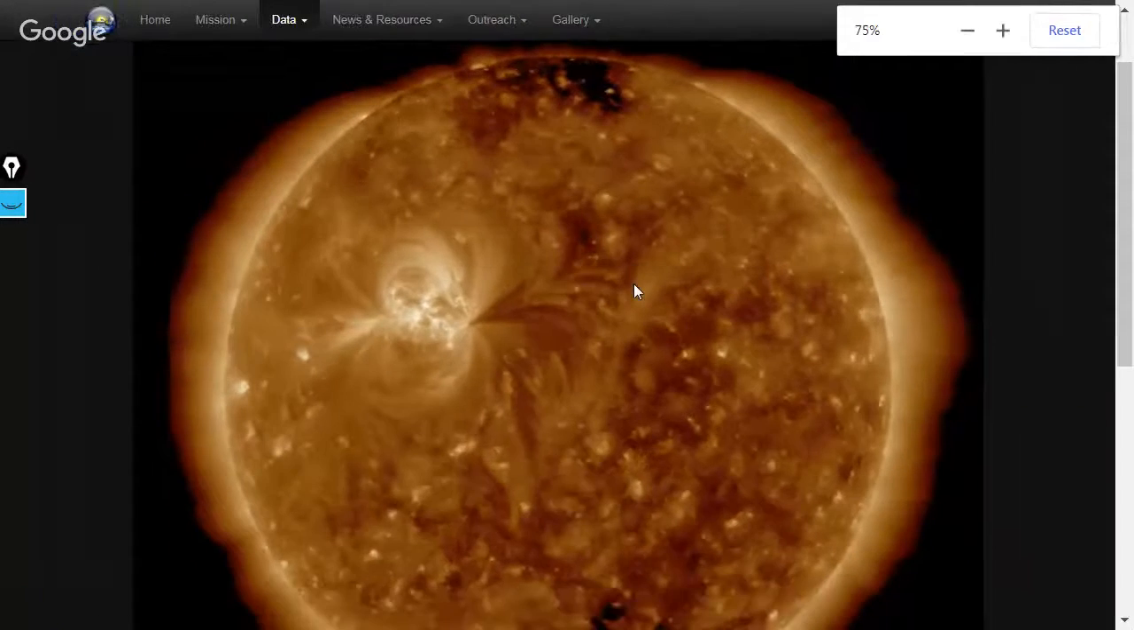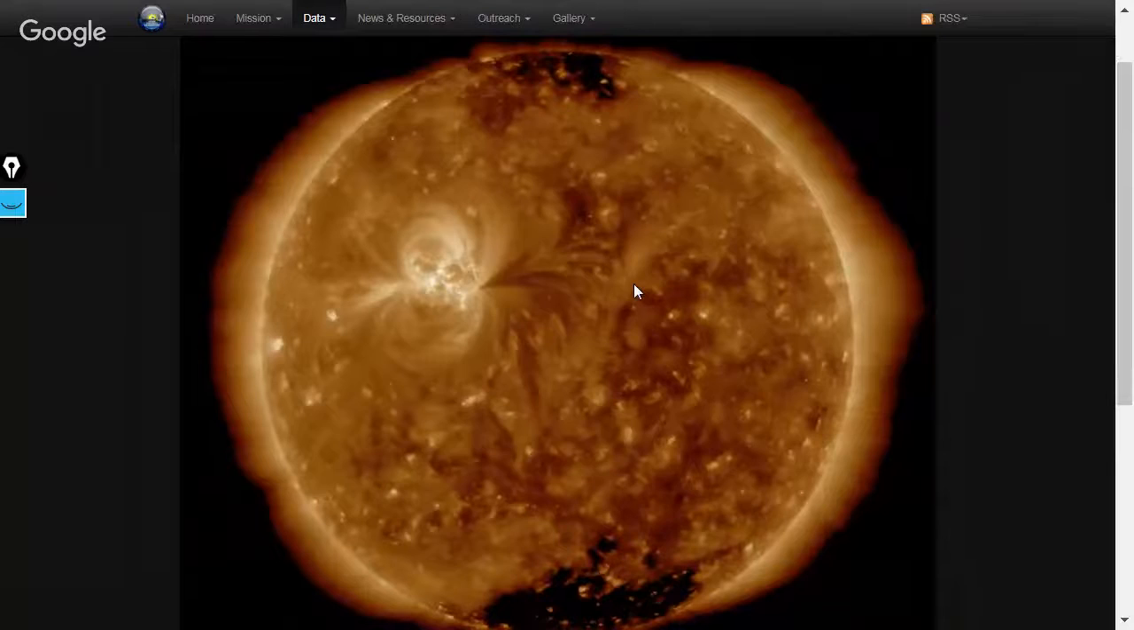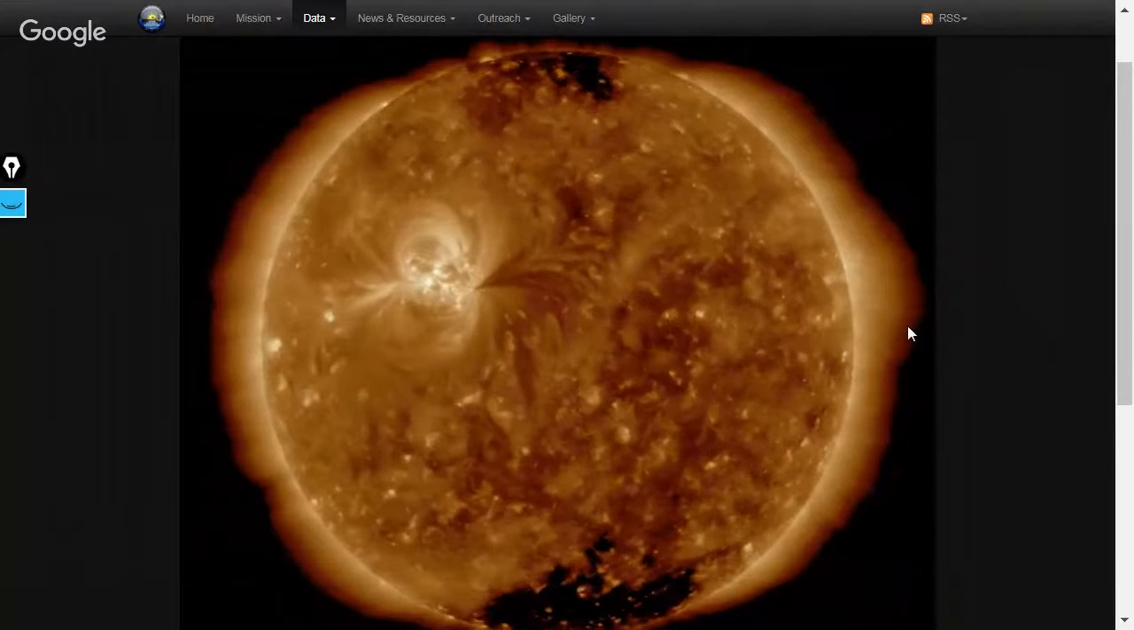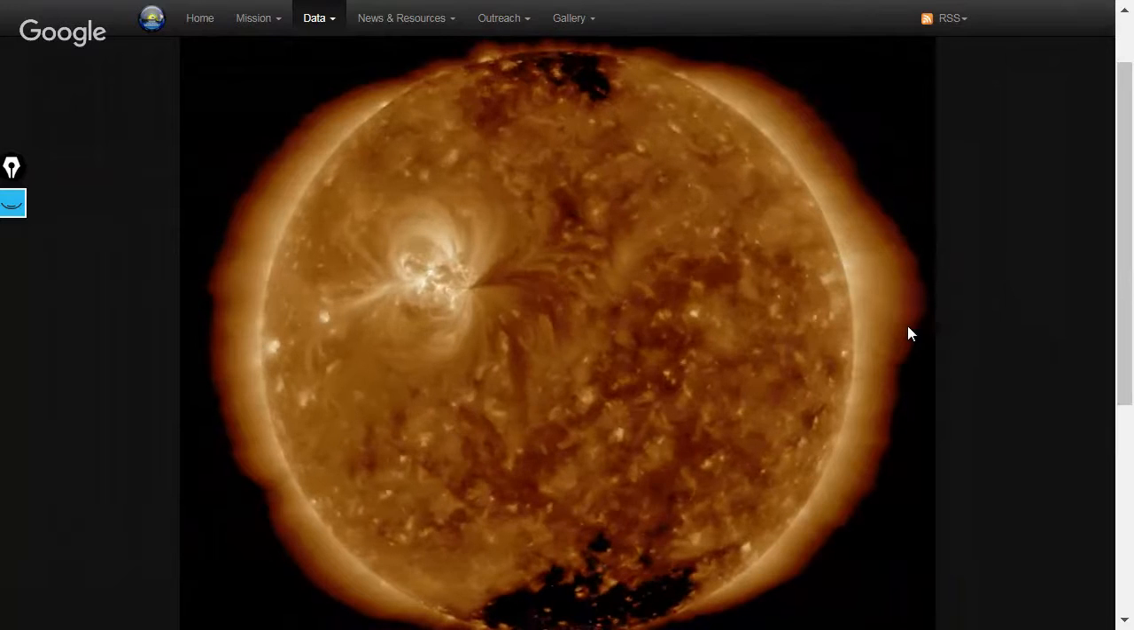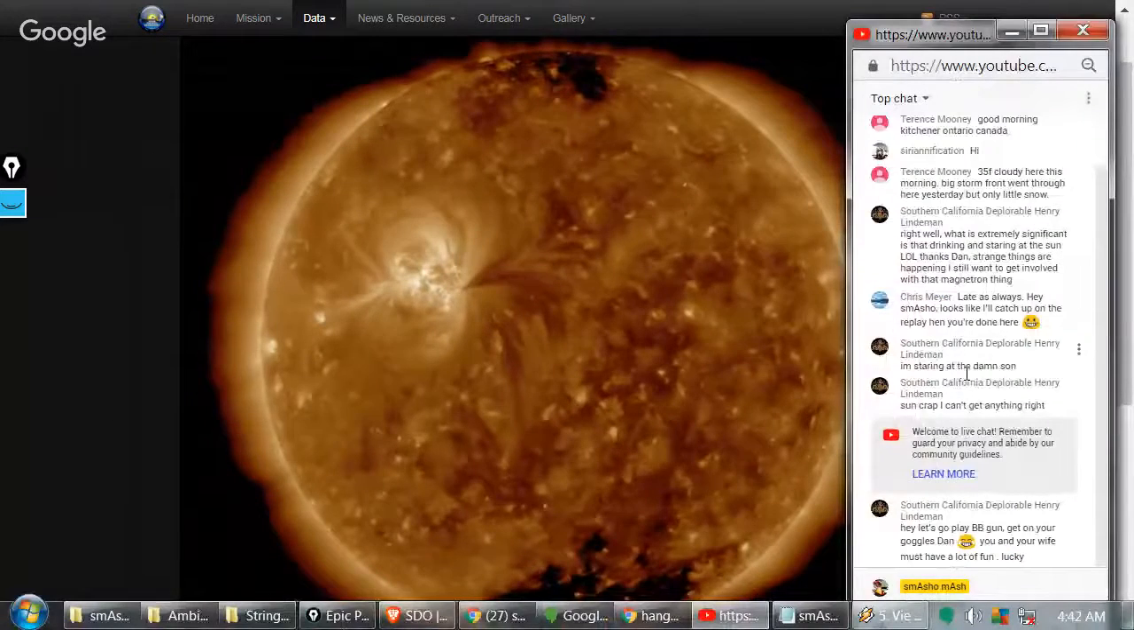You zoom this out a little bit. I would also note that the North Pole coronal hole still appears to be shrinking a bit. Probably a sign of a North Pole field flip coming on. And that's what we want.